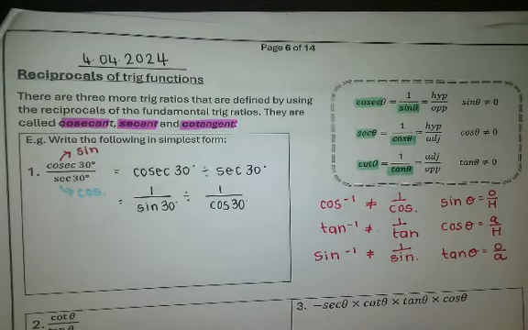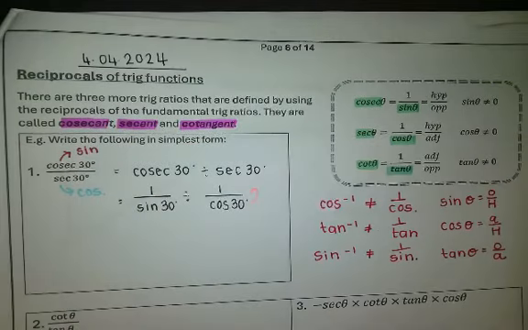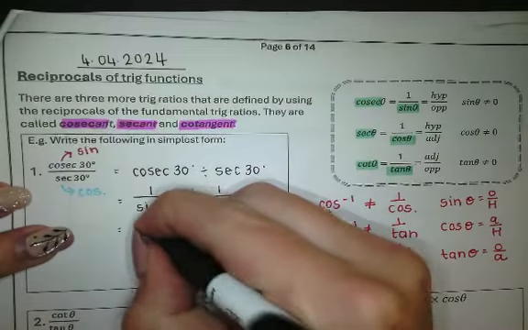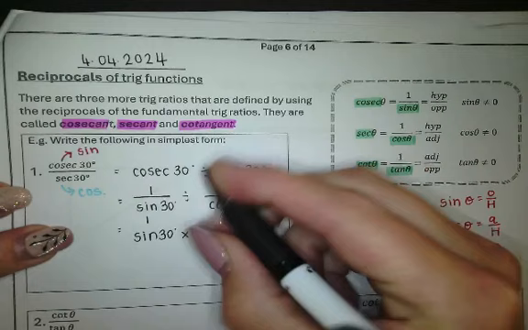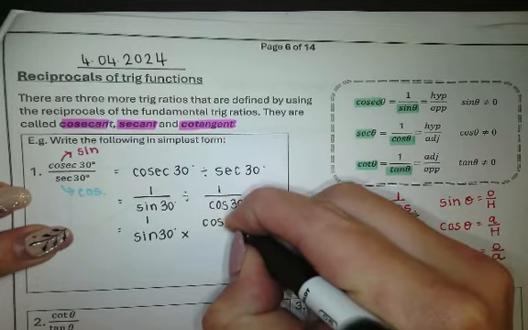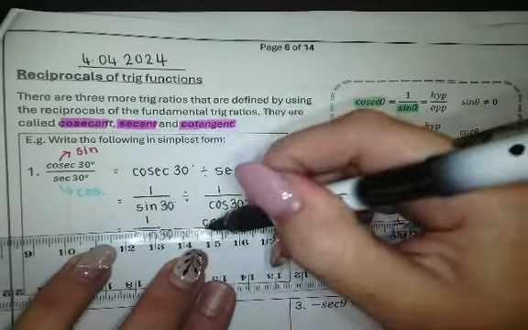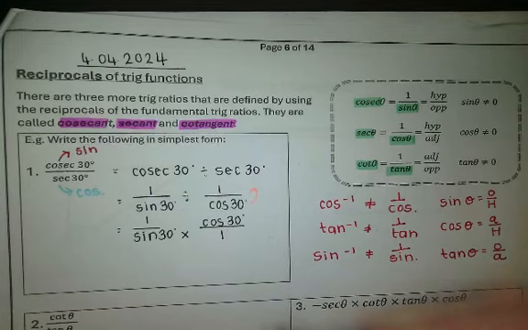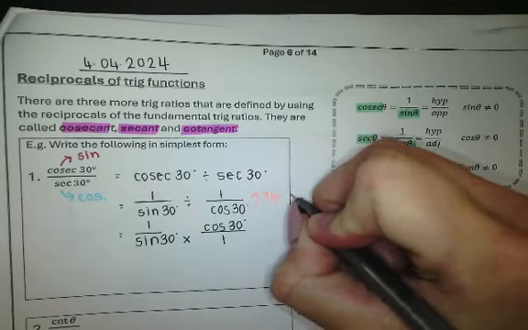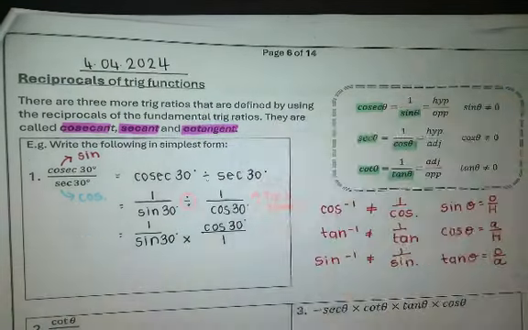Okay, what is our rule for division? Tip and times. So we're going to tip it. So it's going to be 1 over sin 30 times cos 30 over 1. You guys okay? Do we have to write that? Yeah. Okay, so we tip and we times. Tip and times because we have division.